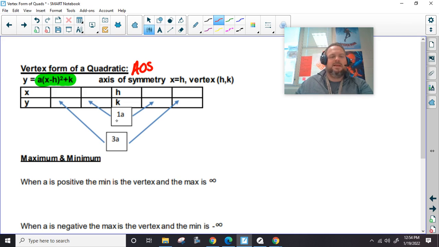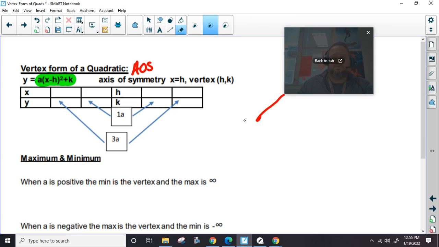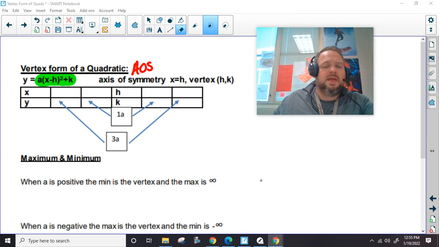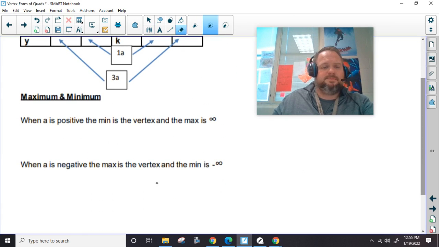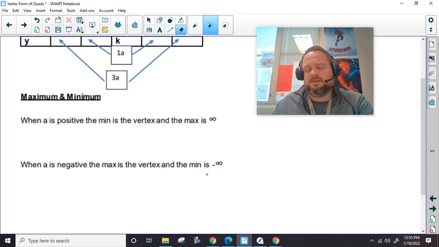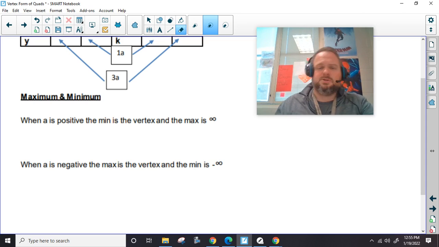Now, we can fill out the X's like it would be on a number line, no problem. These Y values have a ratio of 1A and these are 3A. That doesn't make a lot of sense right now because you haven't seen a problem, but we're going to get into that in a little bit. Also, when A is positive, the minimum is the vertex, max is infinity. When A is negative, the max is the vertex, and min is negative infinity. Again, doesn't make a lot of sense until we do it. So let's get into it.